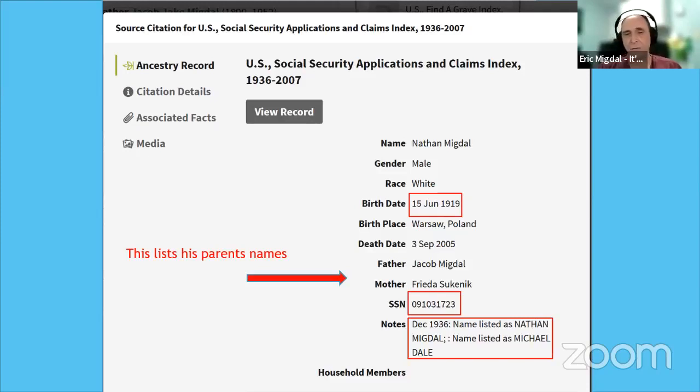This one happens to have notes on it. So in December 1936, he has his name listed as Nathan Migdal. He also has his name listed as Michael Dale. Now, who's Michael Dale? Why does he have a different name? Always question things that don't make sense. Look for it. Try to find information to help you figure that out.